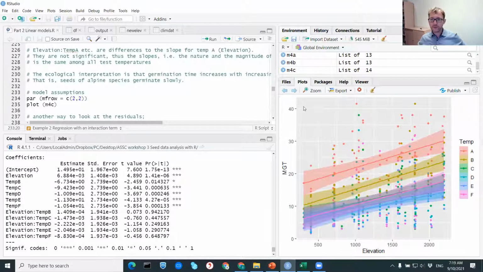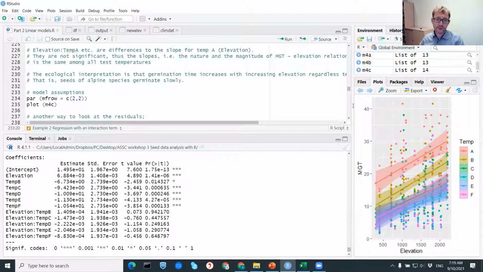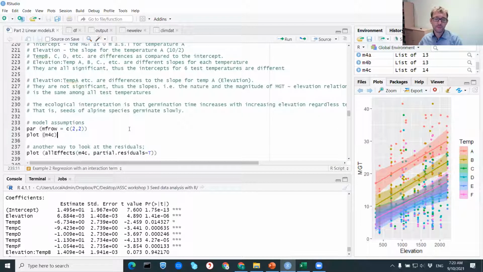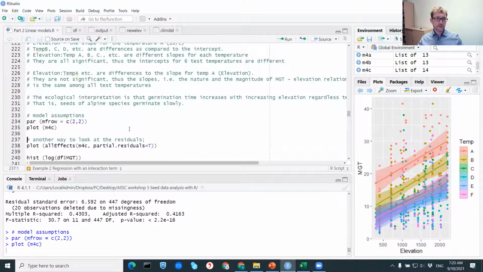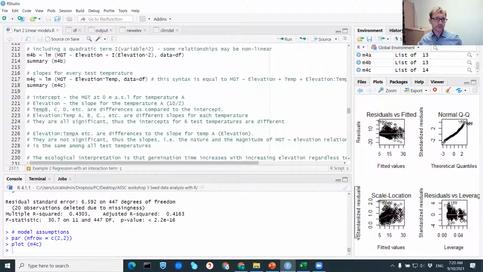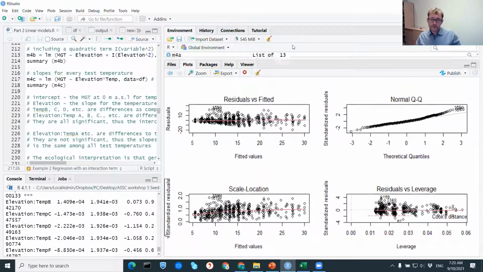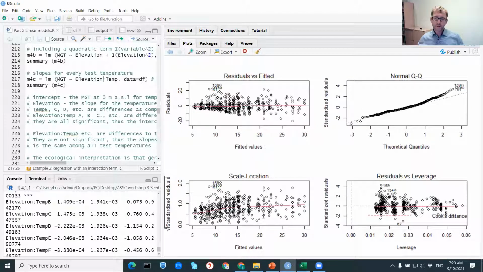Now, what we learned earlier today: of course, these are nice results and they might make perfect ecological sense. But before I report them, before I put them into a paper, I have to check whether I met all the assumptions for the linear models. And this is the way. So we're working now with this particular model where we have an interaction term. Basically, we fit 6 regression lines to our data, 1 line for a test temperature. And this is how our residuals look like.